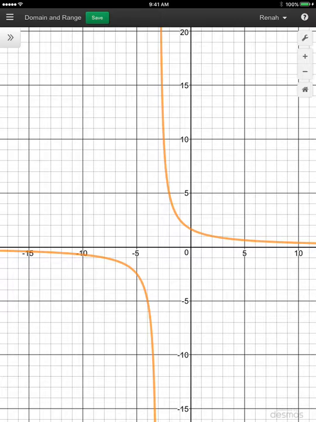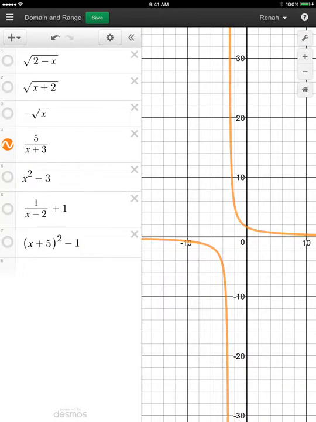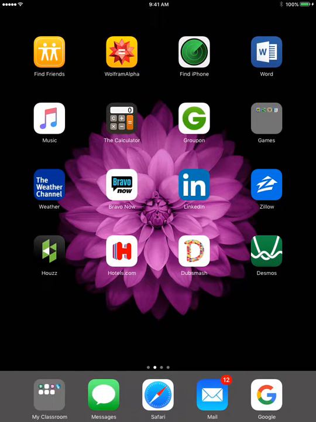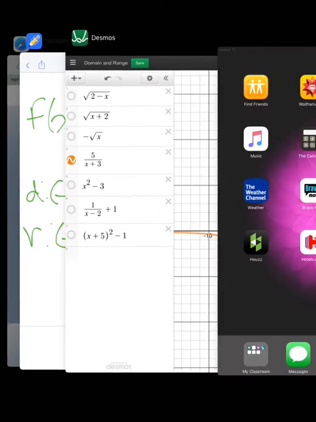Okay. Let's go on to our next function. Let's see, what was our next function? x squared minus 3. Oh, this should be easy. We all know how to sketch this one. This is one of the first parent graphs we learned.